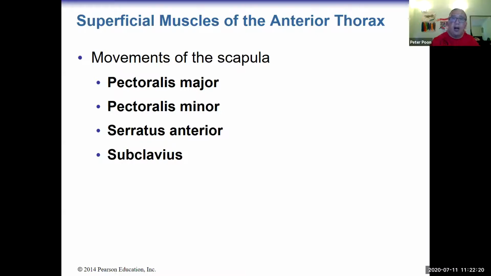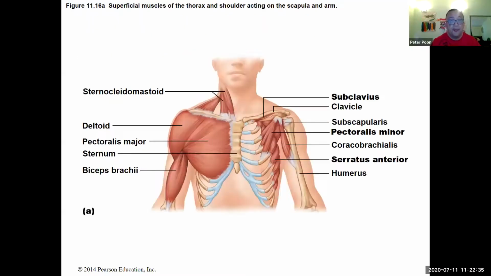All right, so now let's look at the shoulder. The movements of the scapula: pectoralis major, pectoralis minor, serratus anterior, and subclavius. The first three you're responsible for, subclavius you're not.